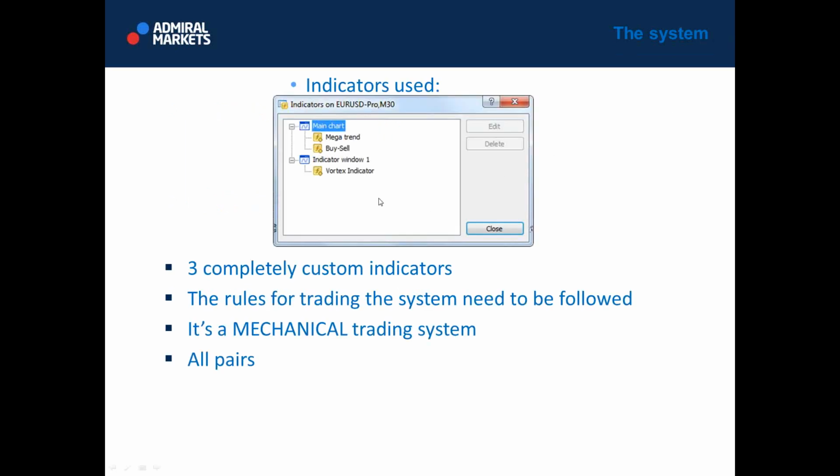Indicators used in this system: the system uses completely customized indicators. Megatrend, buy sell, and Vortex indicator. So three completely custom indicators. You need to follow the rules because it's a mechanical system, and it can be traded on all pairs, because it looks like the creator of the system wanted it to trade on all pairs. So it's a good entry system for new traders.